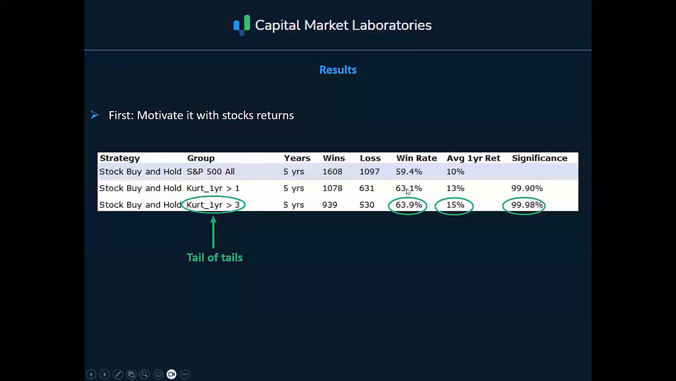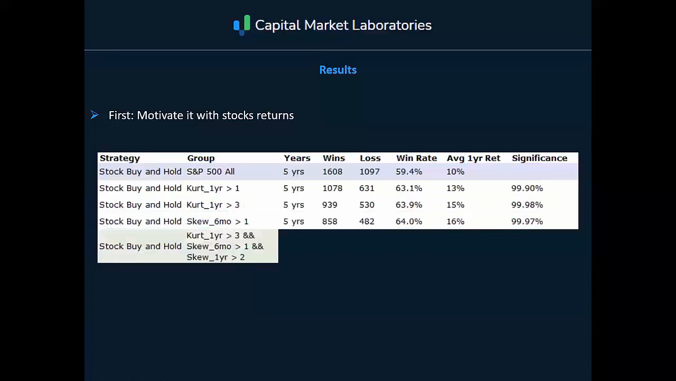All of a sudden, the win rates went from 63.1 to 63.9. The average return went from 13% to 15%. Statistical significance rose. Now, I'm only talking about the tails so far, right? I'm not talking about the asymmetry of returns. I haven't talked about skew. Well, let's do that. Okay, I'm not going to go through everything, but here's the last one.